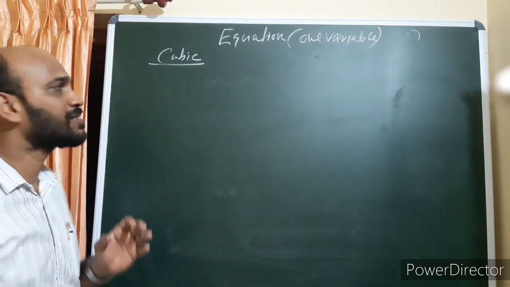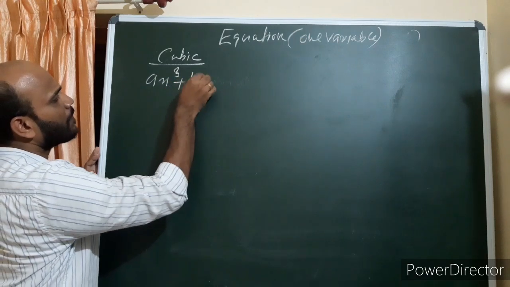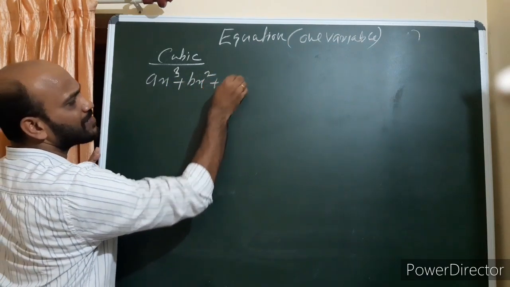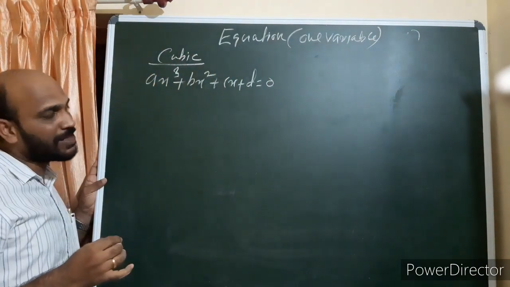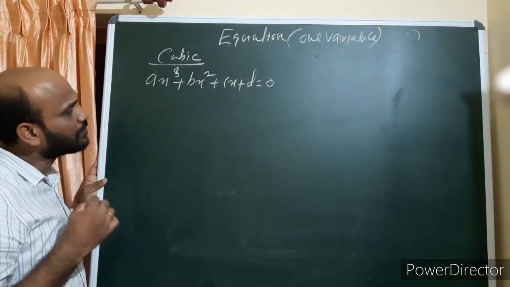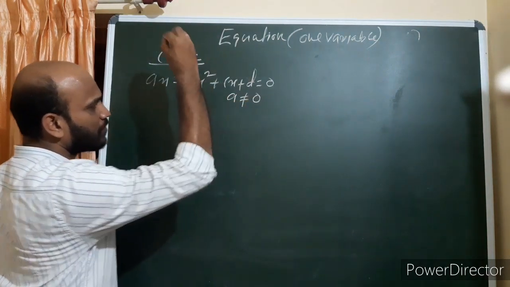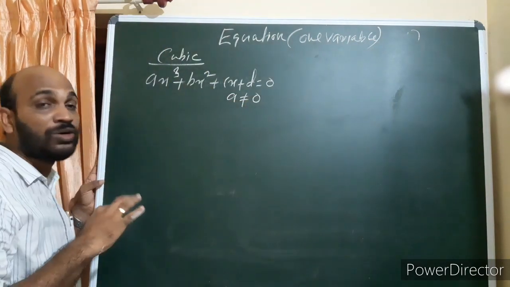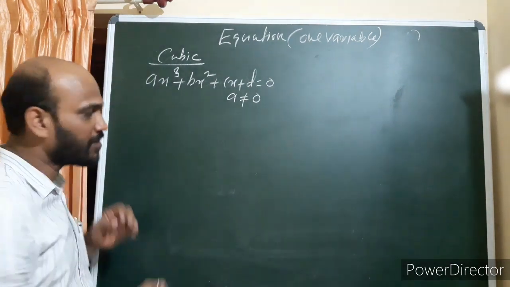Now we will go for cubic equation in one variable. Its general form is ax cube plus bx square plus cx plus d equal to 0, where a, b, c and d are real numbers and a not equal to 0. So an important section, how to solve a cubic equation. Okay. Now consider one question.